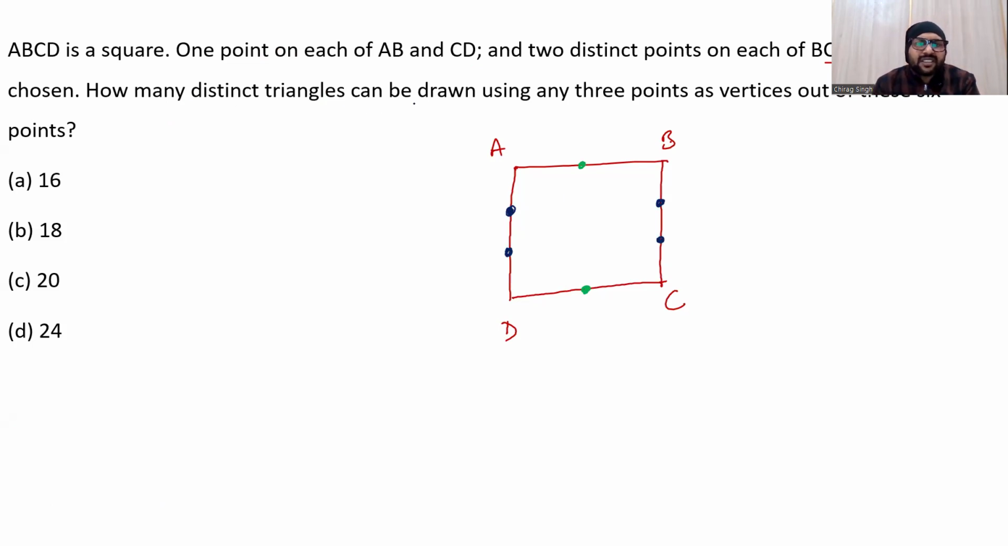How many distinct triangles can be drawn using any 3 points as vertices out of these 6 points?